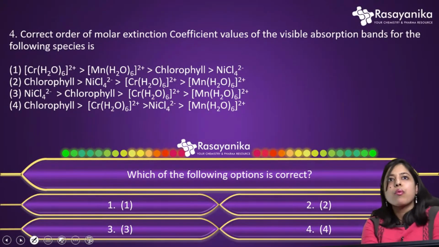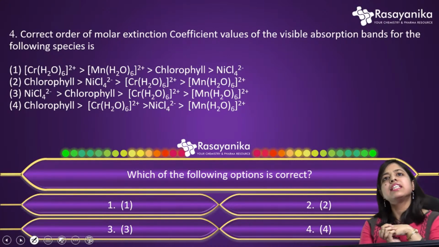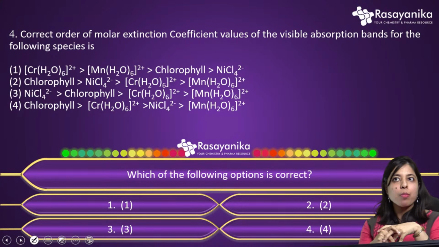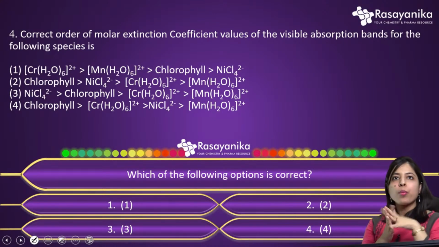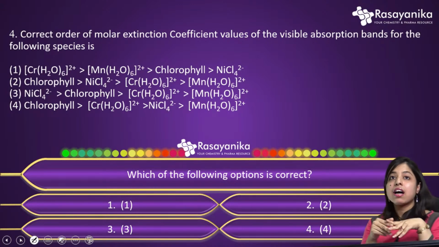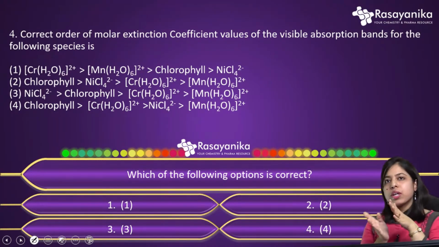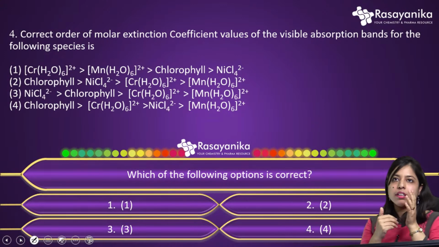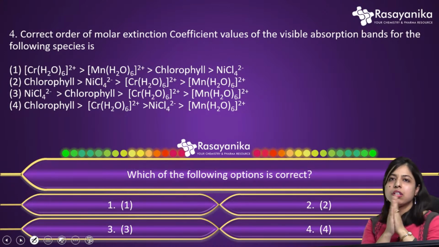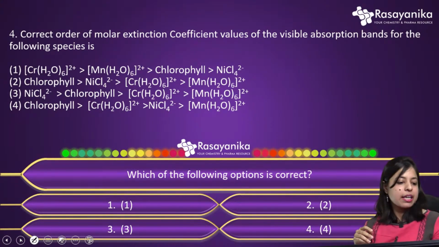Our next question is about the correct order of molar extinction coefficient values of the visible absorption bands for the following species. There are many options given, where option number 1 is the hexa-aqua complex of chromium ion, which is greater than the hexa-aqua complex of manganese, which is also greater than chlorophyll, and that is also greater than the tetrachloronickel complex. The options will be jumbled here. So which is the correct option among these 4? Anyone?